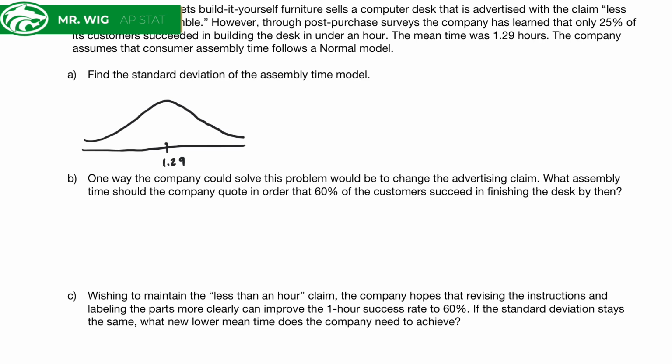however, the company, through post-purchase surveys, has learned that only 25% of the customers succeed in building this under 1 hour. Right? So here is 1 hour, and we know that this area is really only 0.25 or 25% of the area. We would like to know what the standard deviation of this problem is, right? So if you remember, we used inverse norm to get the z-score and then go from the z-score into finding the standard deviation. So we're going to do inverse norm of 0.25.